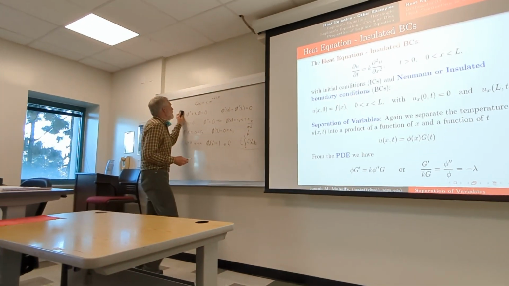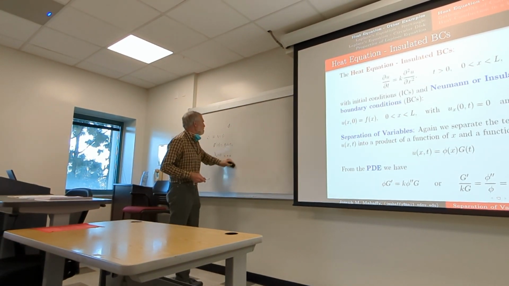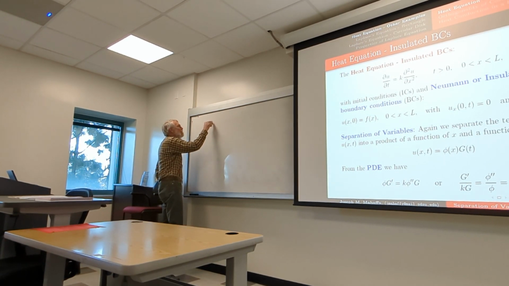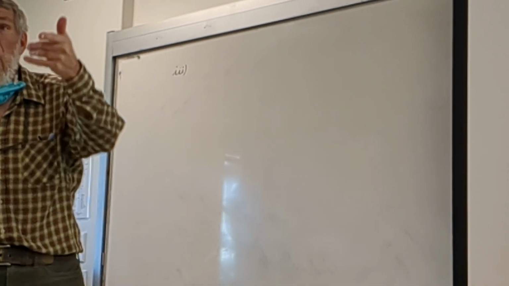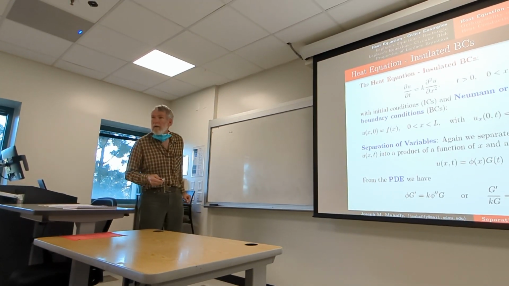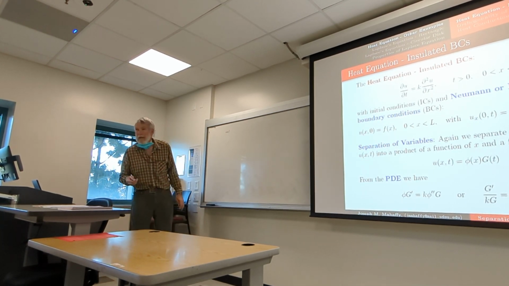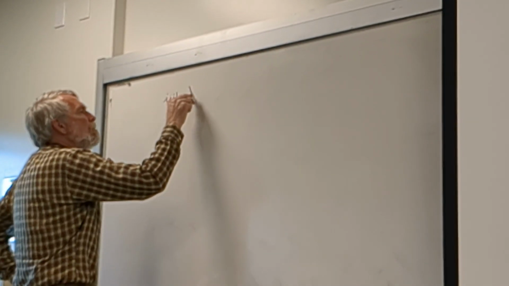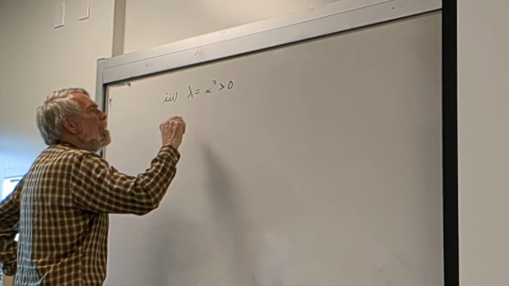Okay, so let's erase this. Case 3. As we already expect, we're not going to get very far if we only have the one eigenfunction. We're going to need more. In general, for infinite dimensional function spaces, we better have infinitely many of them. So we're going to solve now. Lambda is equal to alpha squared greater than 0, right?